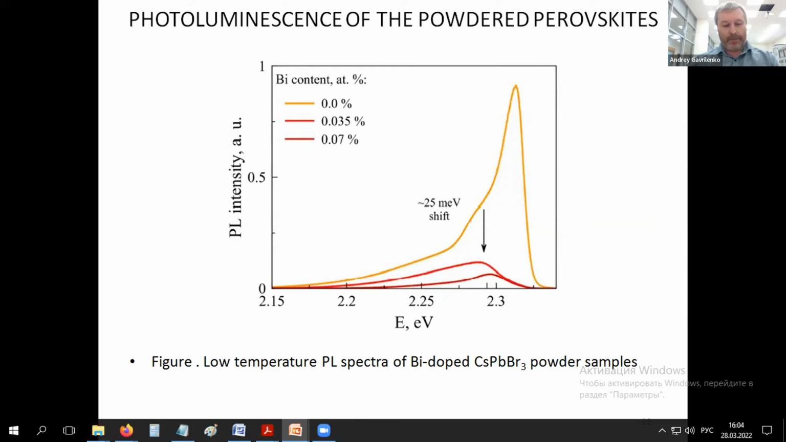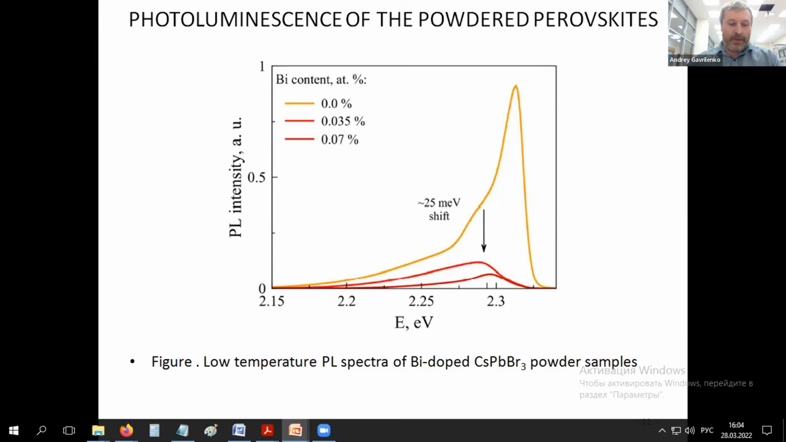Photoluminescence of the powder samples of bismuth 3+ doped CsPbBr3 was collected and refocused to the entrance slit of the Horiba iHR 550. Low temperature photoluminescence spectra of powder samples are presented in the figure.